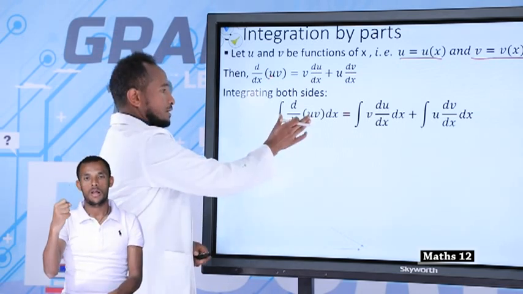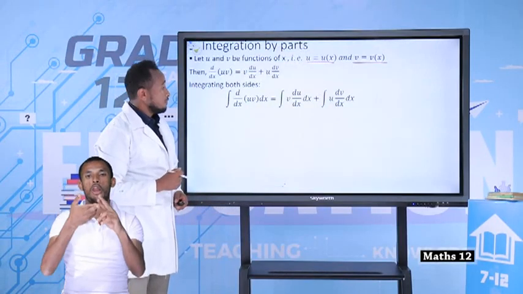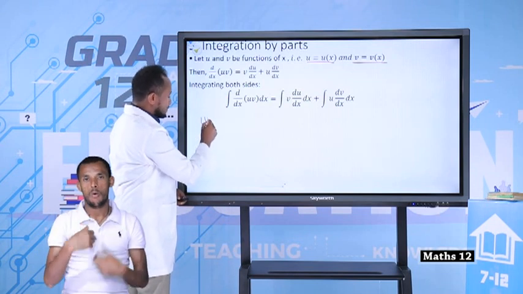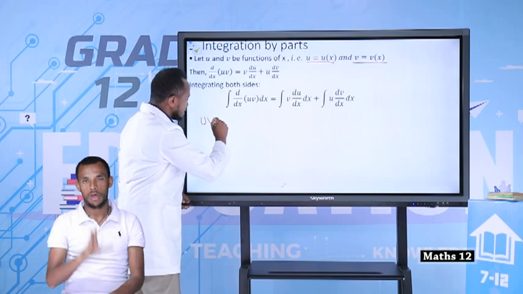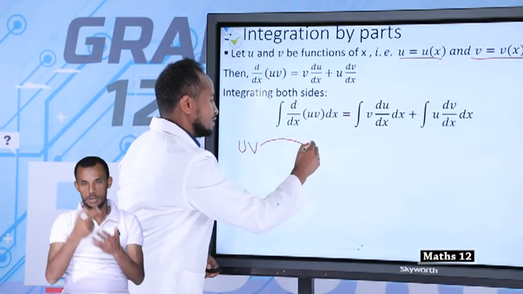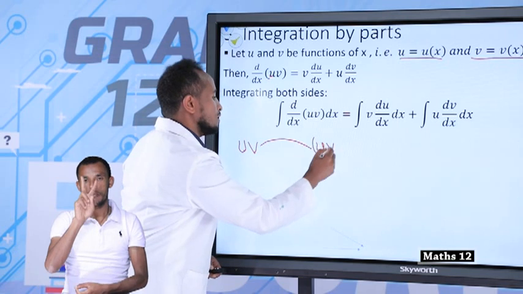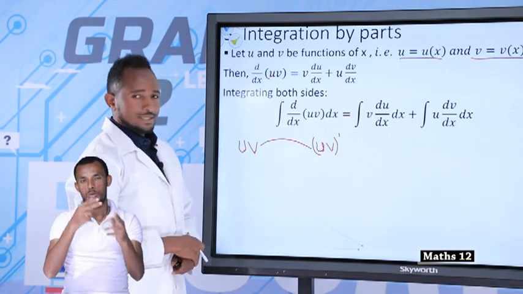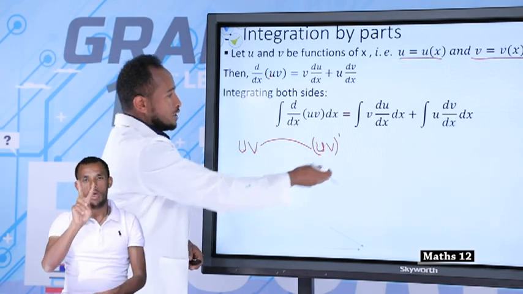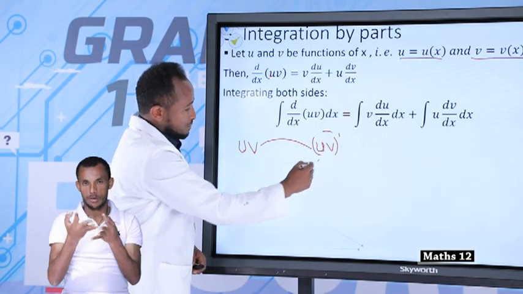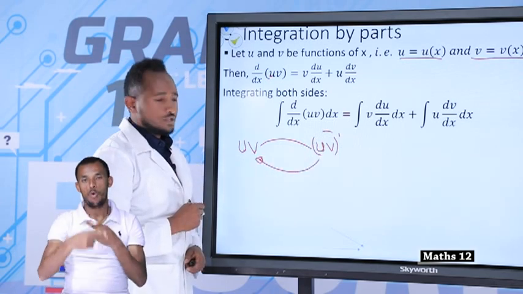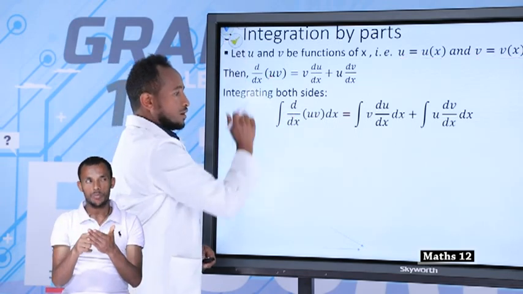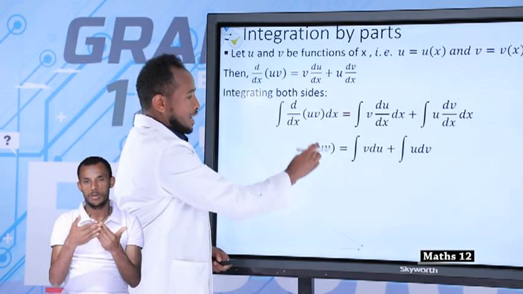If you remember, the integral is the reverse process of the derivative. So let's see this one. You have u times v here, and its derivative is the derivative of uv, which I can write in this form, or simply d by dx of uv. So the integral of this expression is simply the reverse process. The integral of this expression will be uv.